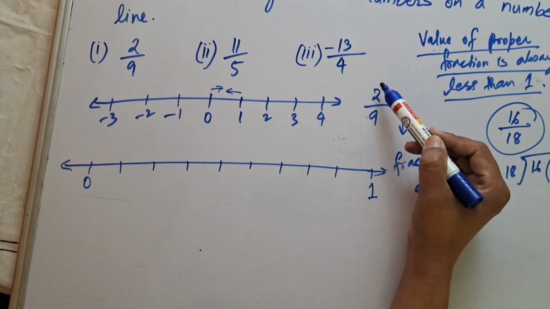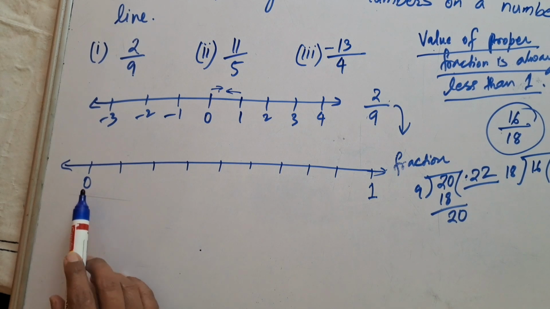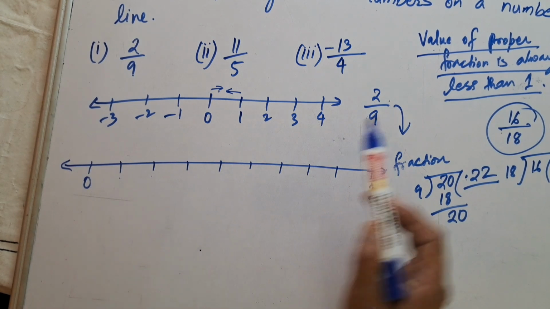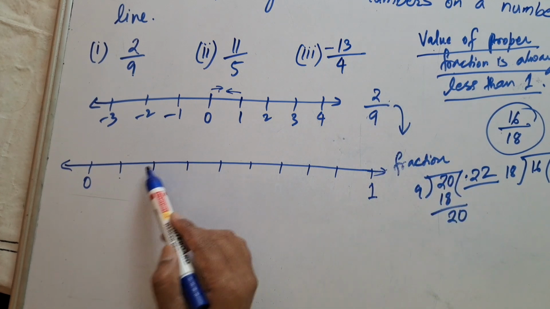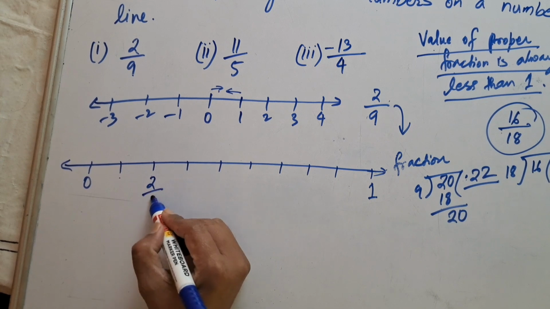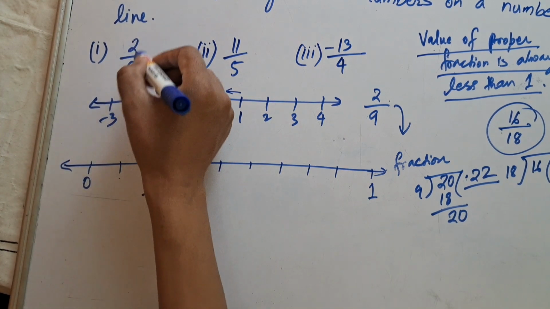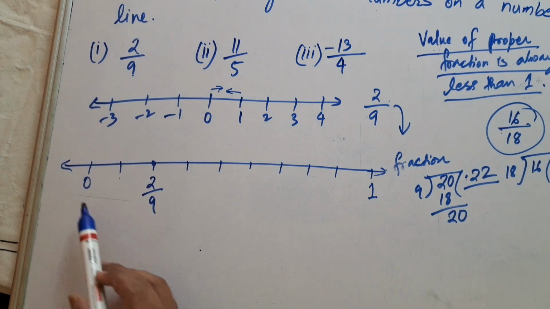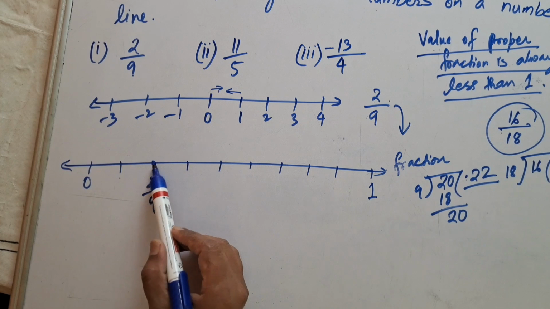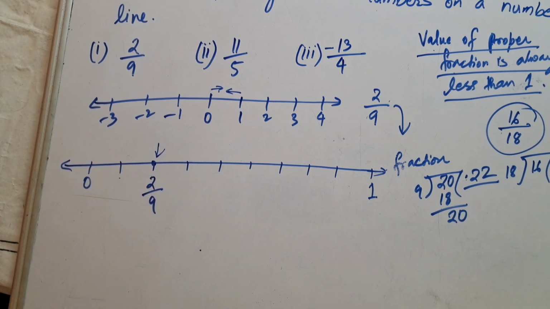Now we see the number in the numerator. Here we have 2. So what we do is we choose 1, 2, this one, the second one, because we have 2. So this is actually 2 by 9. If we are asked to place 2 by 9 exactly on a number line, we should divide 0 and 1 into 9 equal parts, and the second one will be the correct place of 2 by 9, okay.